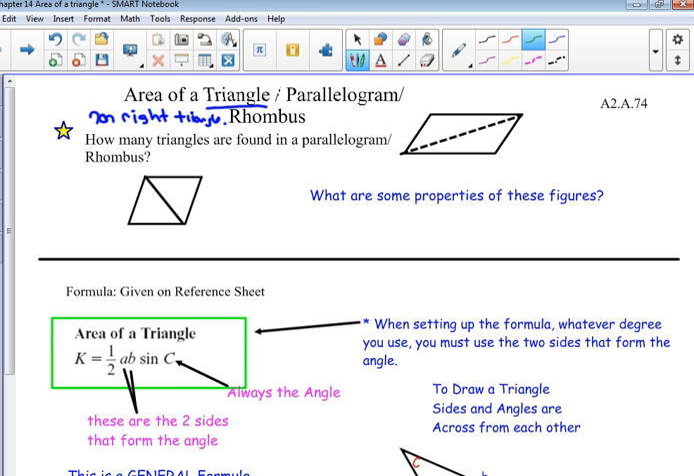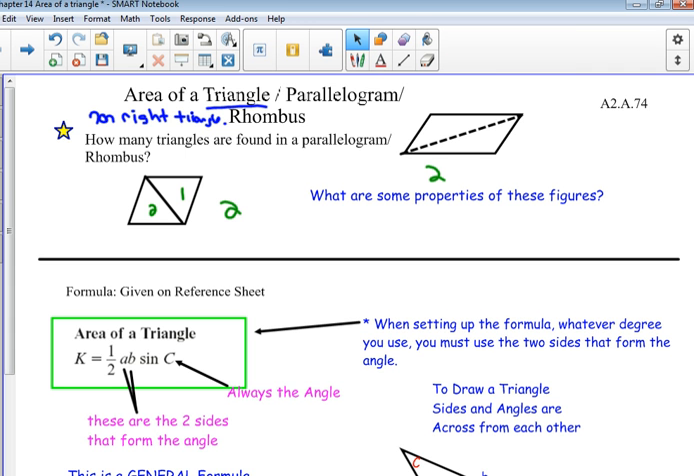When we look at a parallelogram or a rhombus, how many triangles are in there? Hopefully two, right? You guys can look at them. They're kind of made up of two different triangles. One, two. If you did another one, yes, because you could. We're just going to work with two because you'll see it makes it much easier.